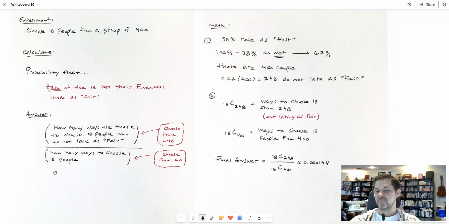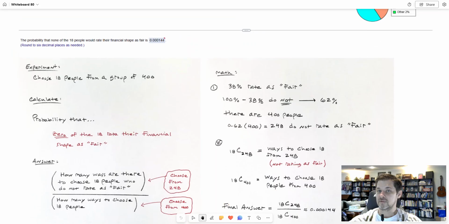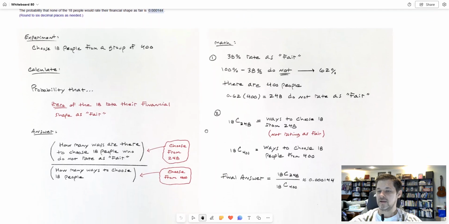Then this number down here, how many ways there are to choose 18 people at all from the group of 400, would be 400 choose 18. So that's what it's going to come down to. This is here, this is here. If I divide them, I'll get my answer. With a calculator and some rounding, I'll get 0.000144, which is the answer that you see right there.